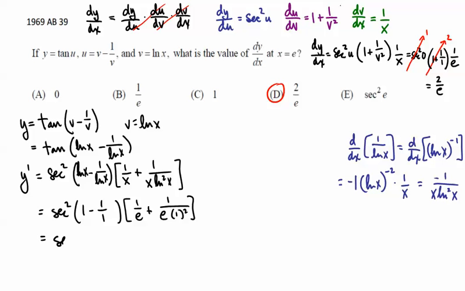And secant square of 0 times 2 over e. Secant again is 1 over cosine. Cosine of 0 is 1. 1 over 1 squared will still be 1. And so we have 1 times 2 over e, or just 2 over e, bringing us back to the same answer.